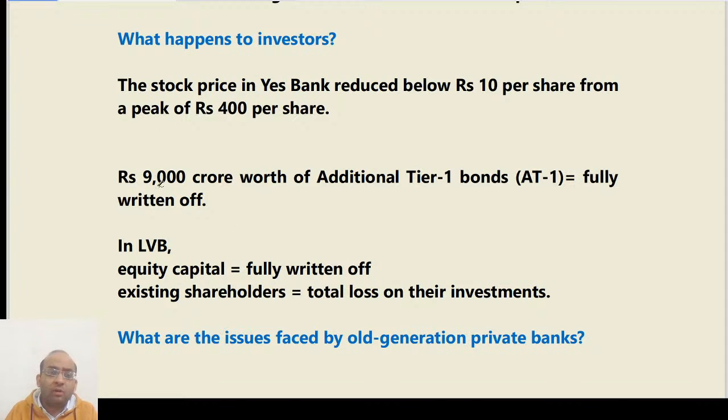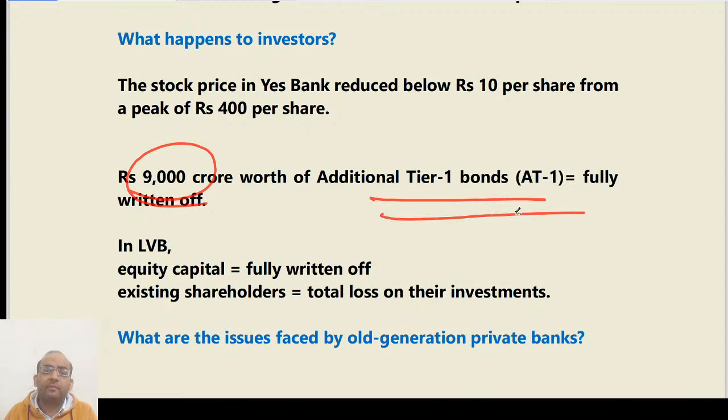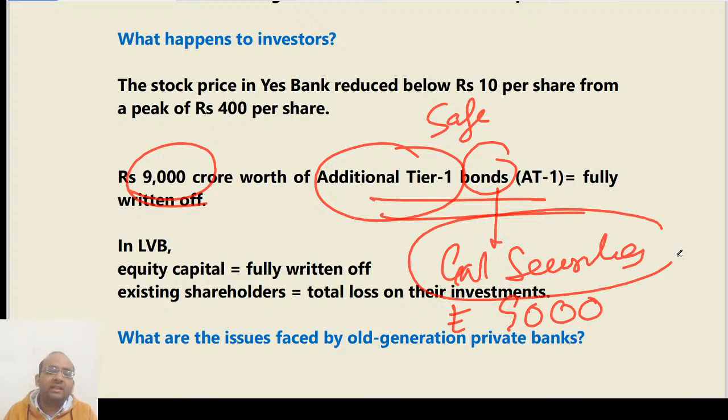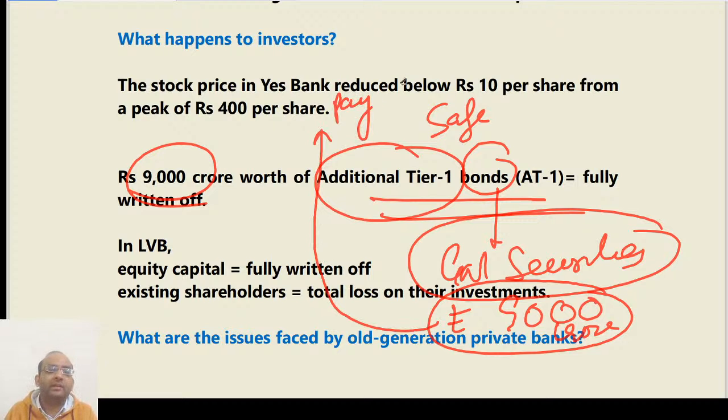Then the bank also had 9,000 crore worth of additional tier 1 bonds loss. How? See, these are bonds. Additional tier 1 means safe bonds. It means you invested, suppose, in government securities, 9,000 crore. Anytime you can sell these government securities and get back the 9,000 crore rupees. And with this 9,000 crore rupees you can pay your creditors. This is basically a kind of fixed deposit for a bank.